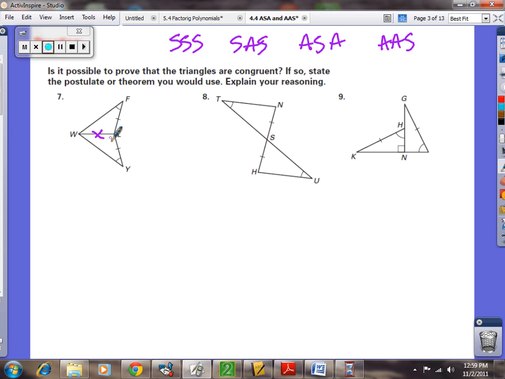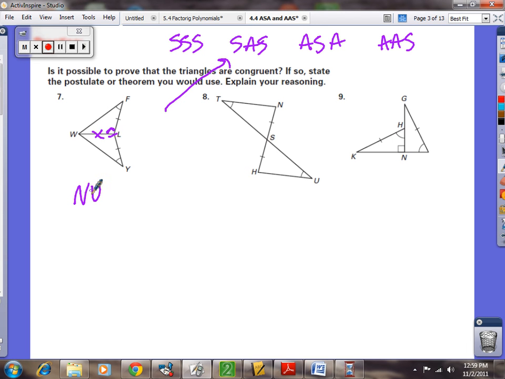What can we use? Can we use any of those? Can we use side, angle, side? Why can't we use side, angle, side? Because if we're going to use side, angle, side, and they're giving me this side and this side, the angle's got to be that one. And it's not. So 7 is no.